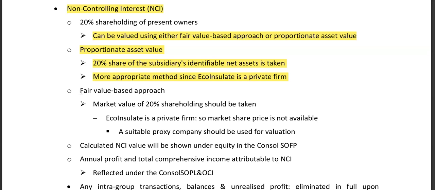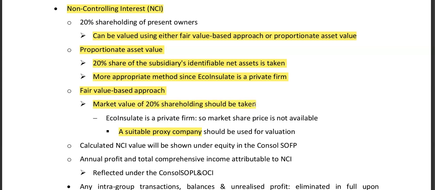But you could also explain the fair value based approach. If you really want to arrive at a valuation based on this approach, you could still do that. Well, how is that possible? You will have to identify a suitable proxy company. So you have to find a company which is comparable to the subsidiary, Eco-Insulate. If you can find a similar company, similar in terms of size, operations, and scale, then you can look at its share price and arrive at what could be the market value of the 20% shares of Eco-Insulate.